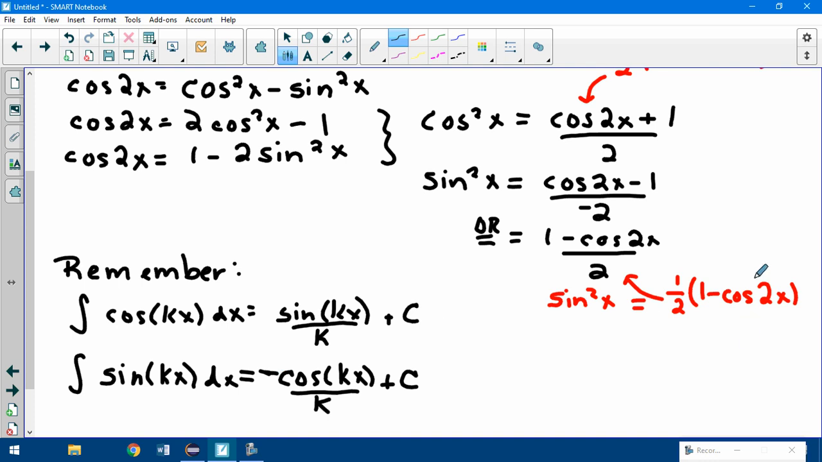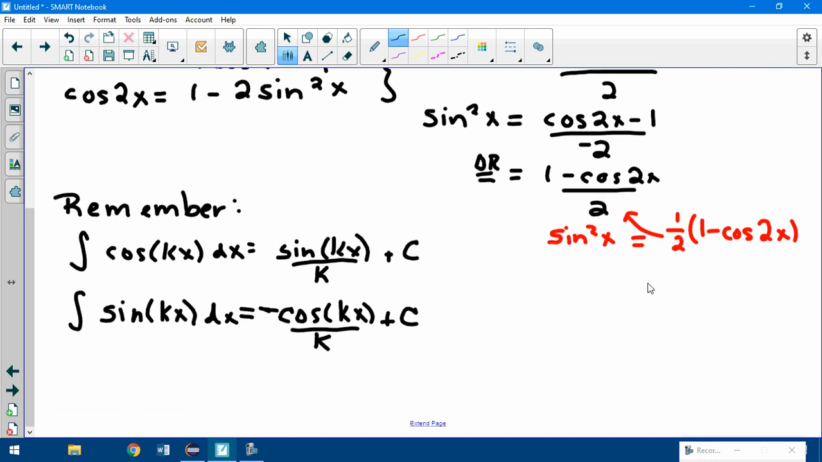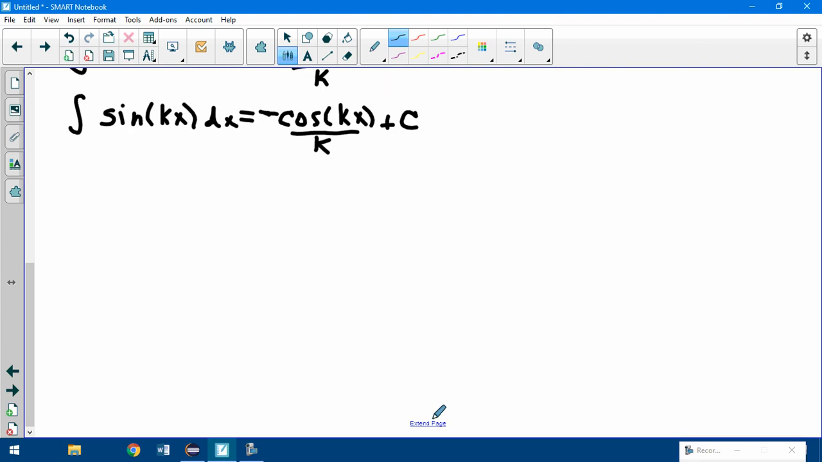So again, if I was taking the integral of cosine of 2x, it would just be sine of 2x over 2. So these pieces are pretty easy to take the integral of. Okay, so let's see how to use these.